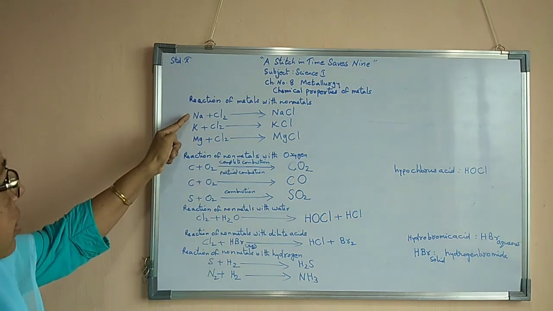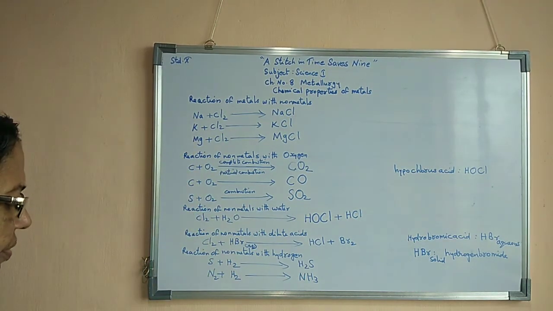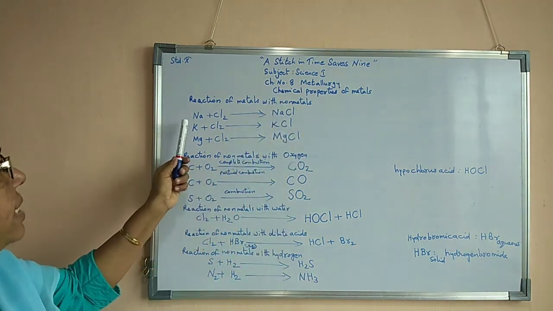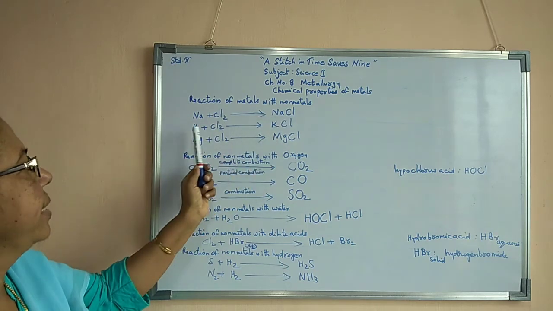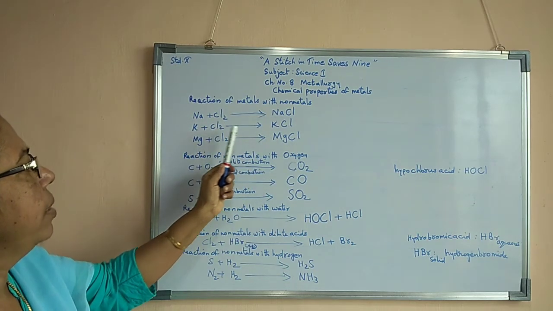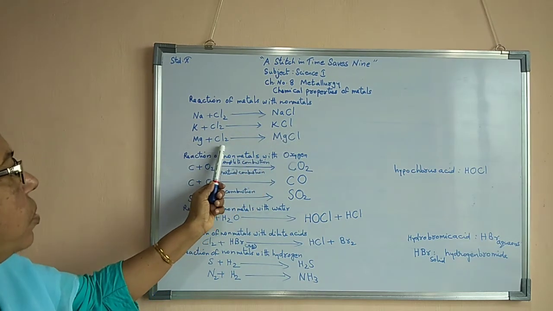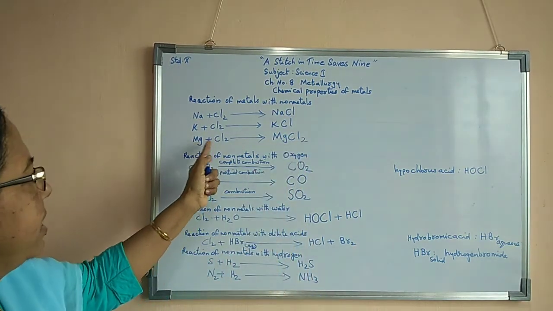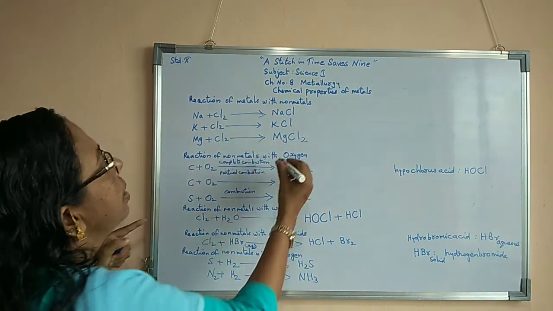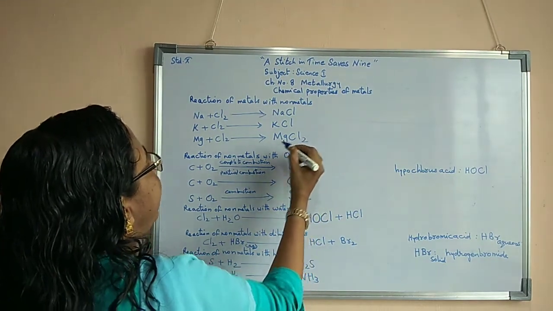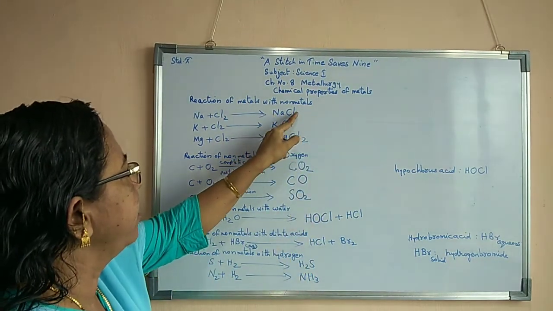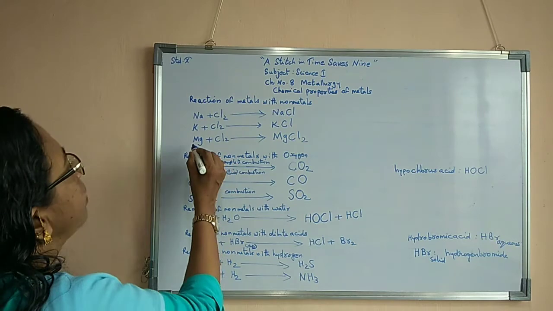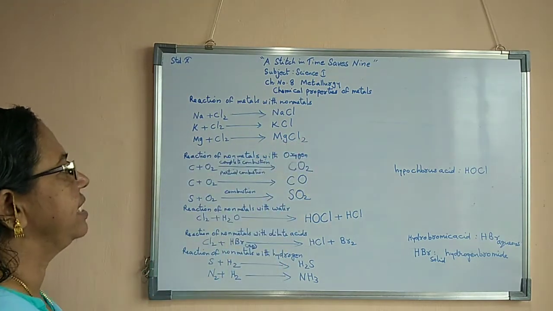So here now, when sodium, potassium, magnesium react with chlorine, their chloride will form. Sodium reacts with chlorine, sodium chloride. Potassium reacts with chlorine, potassium chloride. Magnesium reacts with chlorine, magnesium chloride, MgCl2. Why? Because magnesium its valency 2, chlorine its valency 1. Here sodium its valency 1, chlorine valency 1. Potassium valency 1, chlorine valency 1. Magnesium chloride its formula MgCl2.